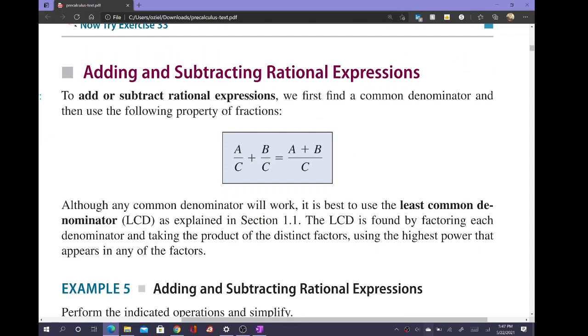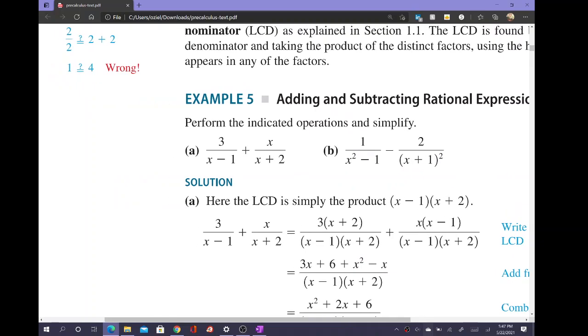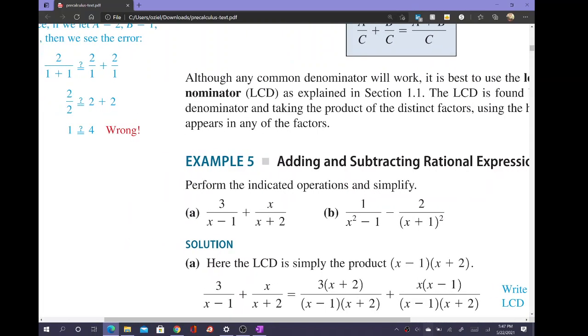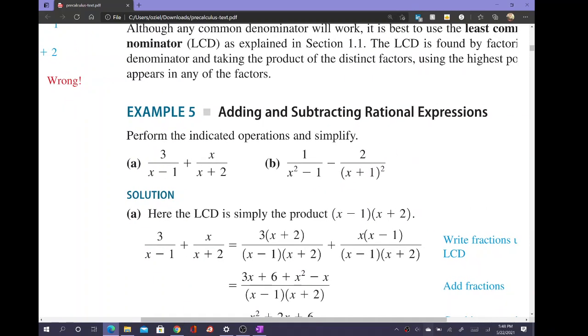Now, adding and subtracting rational expressions, right? You have to know how to do these, because once you get to calculus, you have to know how to do it, especially when you get to calculus 2, when you do integration by partial fractions. But anyways, you have to know how to do this, right? It's very important.